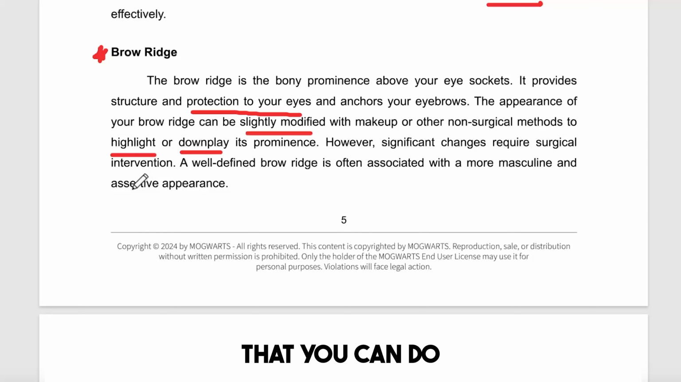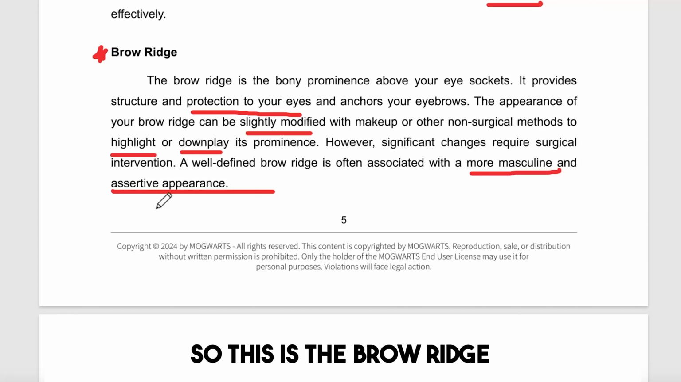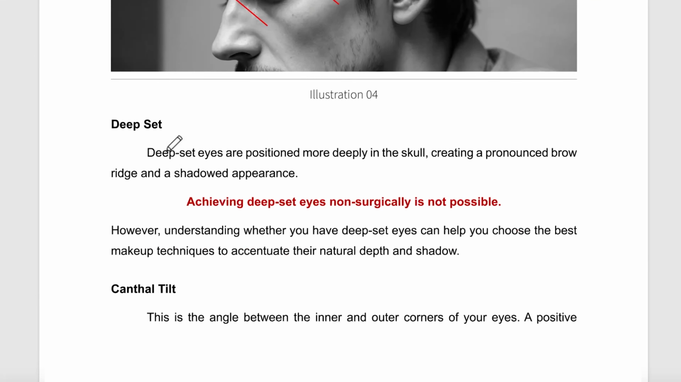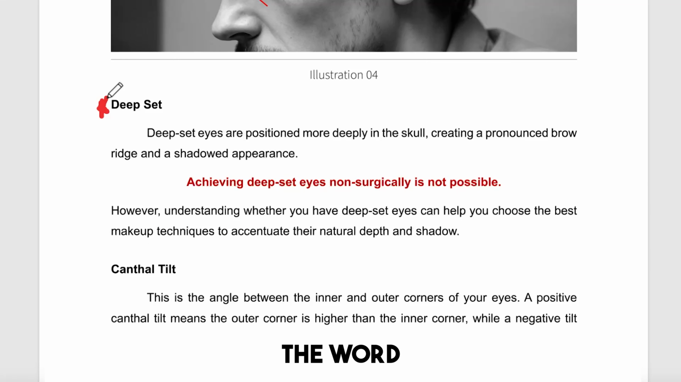There's many things that you can do to improve this. You can get filler there. It's a bit of an area you don't want to play with, but it's the least kind of sought after look, I would say. A well-defined brow ridge is often associated with a more masculine and assertive appearance, as I mentioned, right? So that's a brow ridge for you, and you can see it right here, located right under the temple. Now, what's deep set? When we say the word deep set, it's not a particular area.